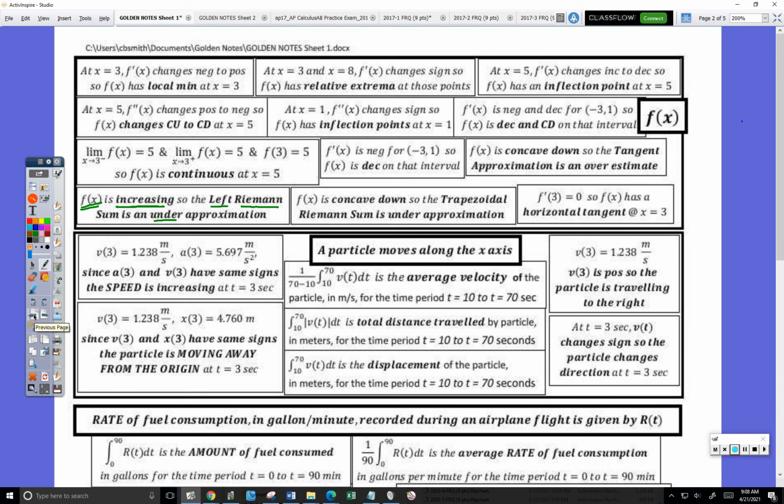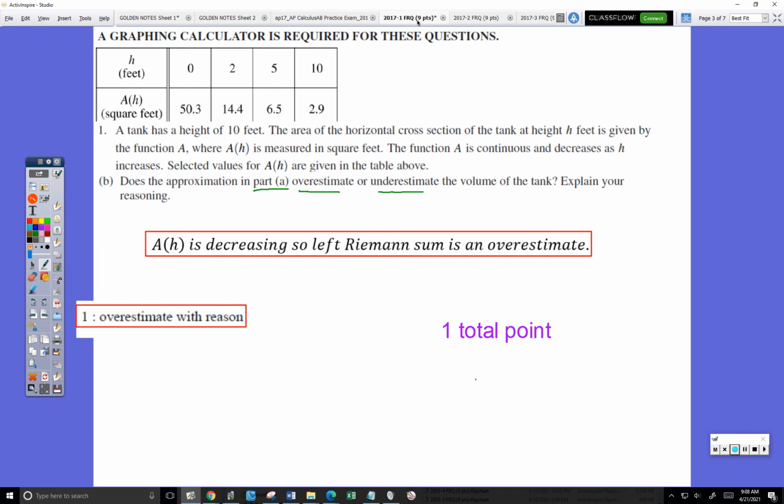You can write a very simple statement to get the points here. All you need to write is what I have. A is decreasing, so our left Riemann sum is an overestimate. You can see it from the table as well. For this first subinterval, we assumed that the area was always 50.3, when in reality the area was going down. So we're assuming way too much area for the entire 2 feet. Hence, we're getting an overestimate.